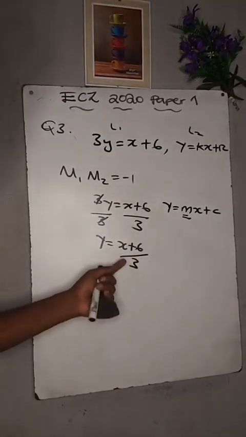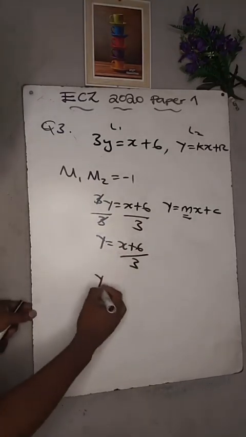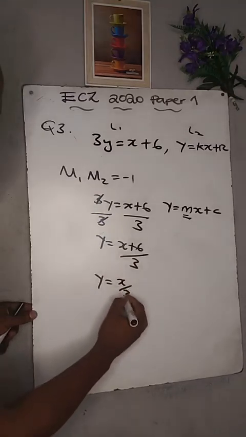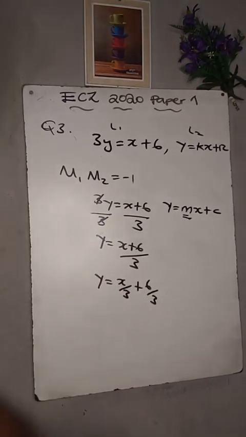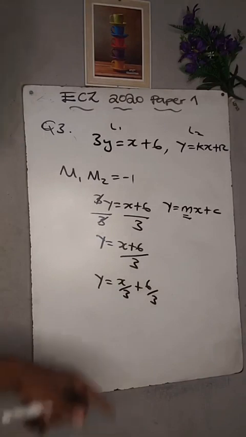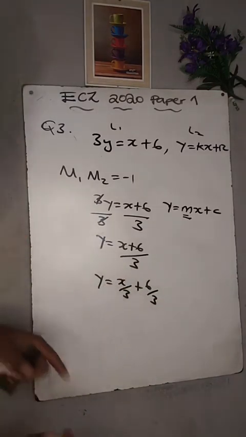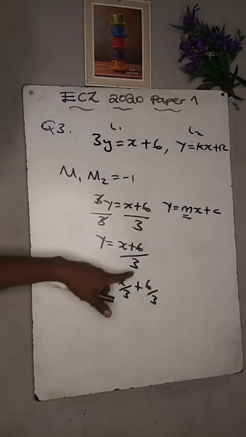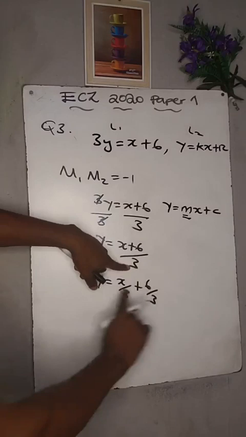Now, this can be split, my good friends. How? We can say y is equal to x over 3 plus 6 over 3. We are not interested in the y-intercept. We want to find the gradient. If you want, you can simplify that, but that would be just a waste of time. So, how do we split that? Because if we find the common denominator, our common denominator will be 3. Because we have the same denominator, the numerator won't be affected.